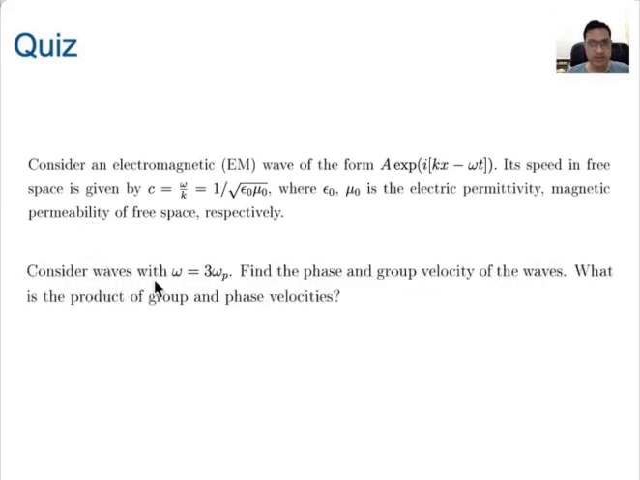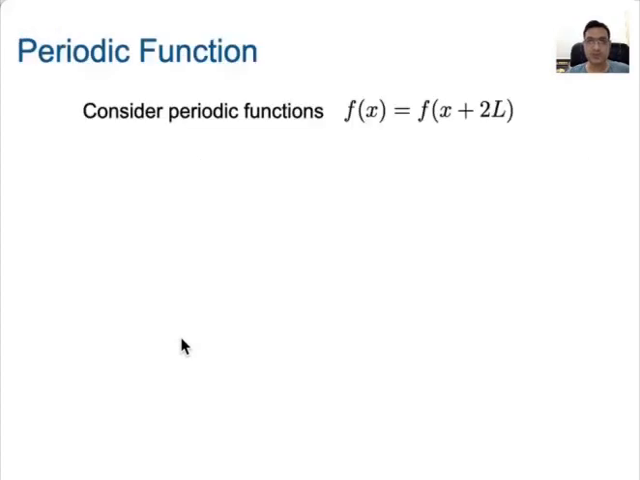Okay, so the question is, consider waves with omega equal to 3 times omega p, where omega p is your plasma frequency. Find the phase and the group velocity of the waves. What is the product of the group and the phase velocity? So this is the definition. This is the question that you need to answer.